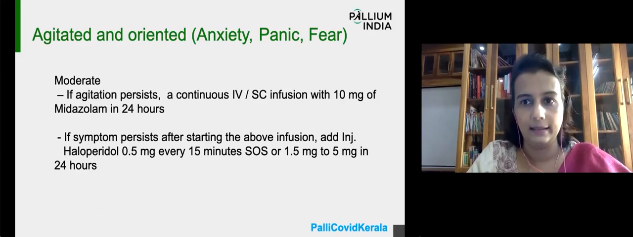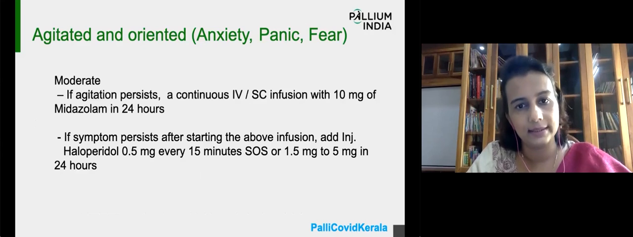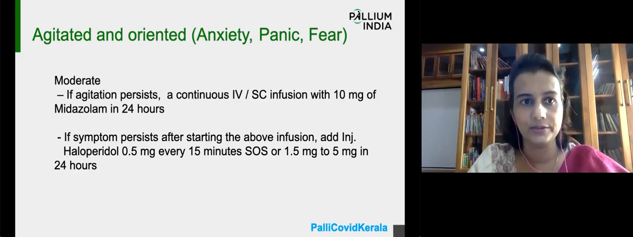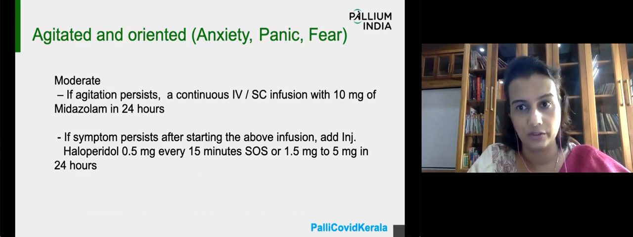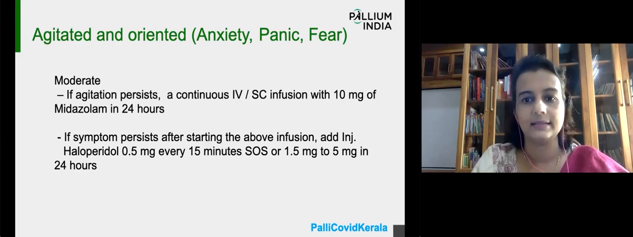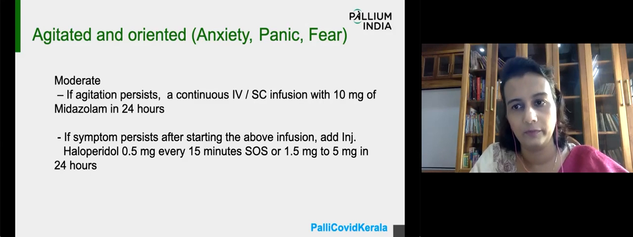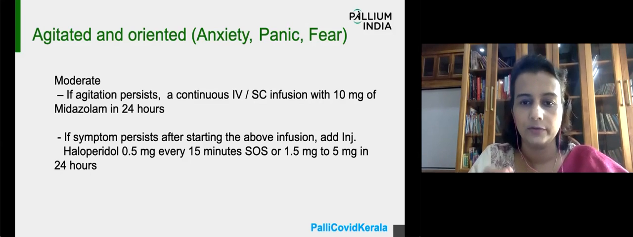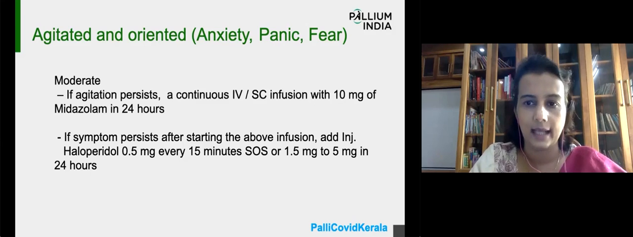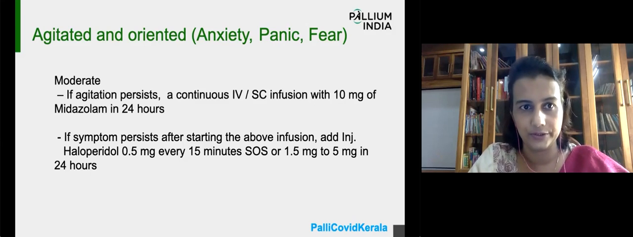Now, that's mild delirium. The patient has got moderate delirium, but they're still oriented. If the agitation persists, we have advised to start a continuous infusion of IV or subcut infusion with 10 milligram of midazolam in 24 hours. And again, if the symptoms persist after starting the infusion, then we can have haloperidol 0.5 milligram every 15 minutes SOS, or 1.5 milligram to 5 milligram in 24 hours. So there's an option of starting a continuous infusion. Start a continuous infusion with haloperidol 1.5 milligram in 24 hours and midazolam up to 10 milligram in 24 hours.